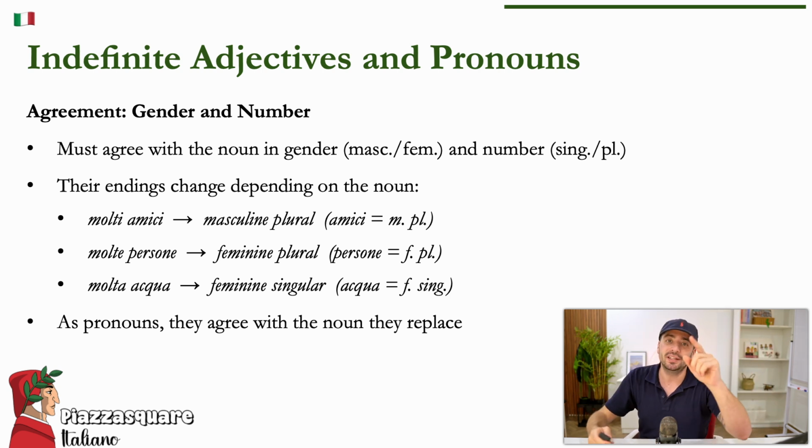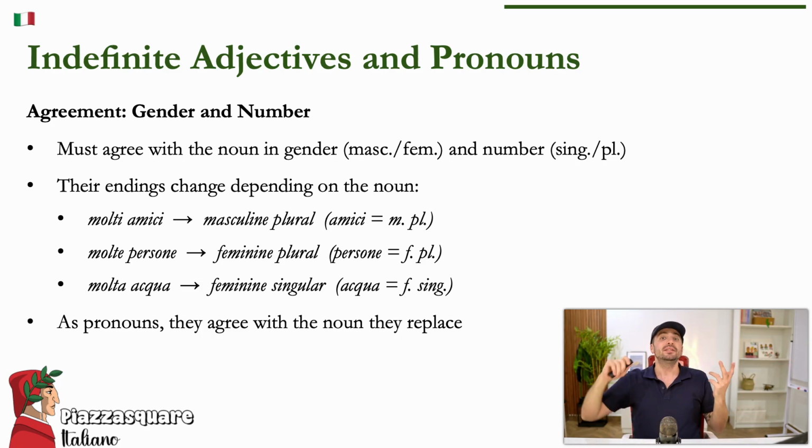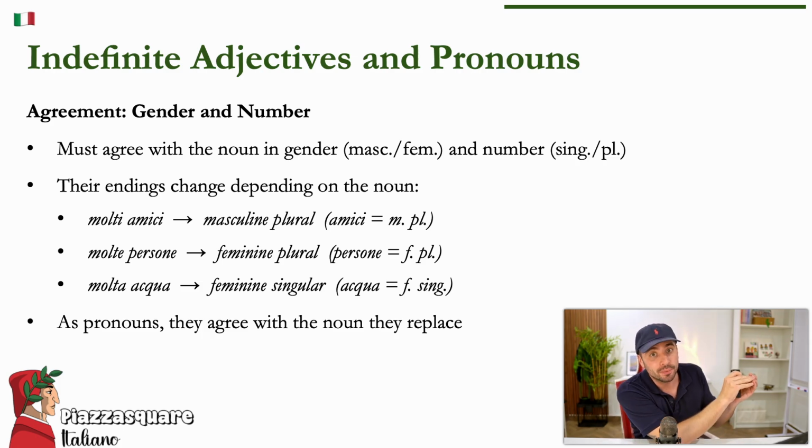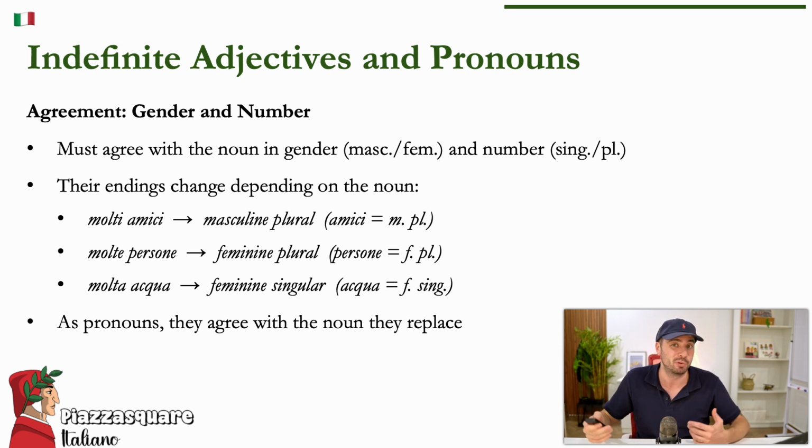Agreement. Indefinite adjectives in Italian must agree with the noun they describe in gender, masculine or feminine, and number, singular or plural. This means their endings change depending on whether the noun is masculine or feminine, singular or plural. For example, to say many friends, you would use molti amici, since amici is masculine plural. But for many people, you would say molte persone, since persone is feminine plural.